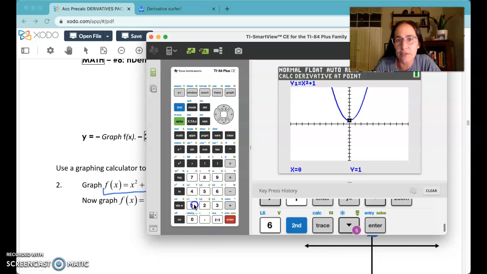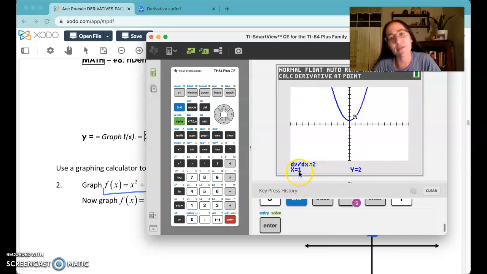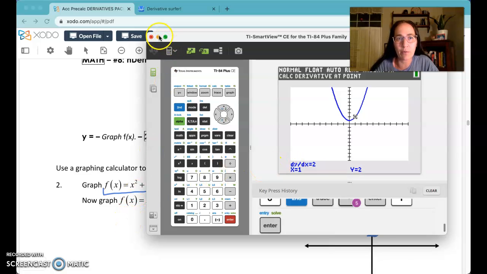I'm going to type in x equals 1, enter. And then bam, my calculator is so nice, it not only gives me the x and the y value at that point, look above it, it gives you the derivative value there. So we've confirmed a couple times now that the slope of the tangent line at that point is going to be 2. Okay, so keeping this in mind, check out number 2 here.